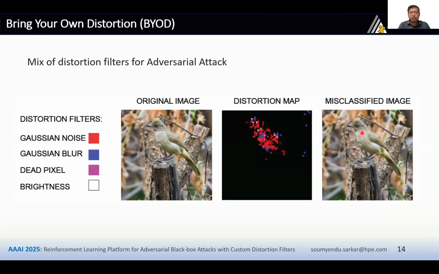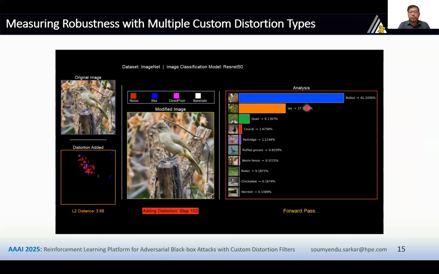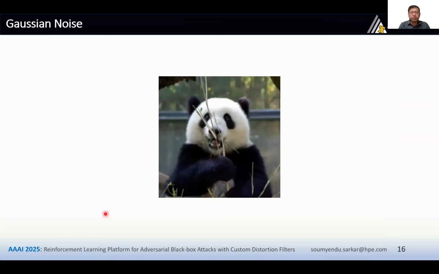The same thing here is for the bulbul, and this shows dynamically how we are adding these different distortion types to the bulbul, and then progressively the classification score of jellyfish is going up, till at some point of time jellyfish overtakes the bulbul. We are keeping the L2 pretty minimal.